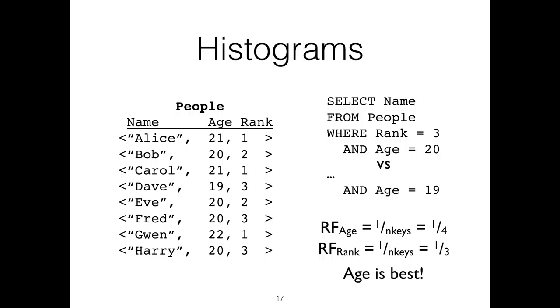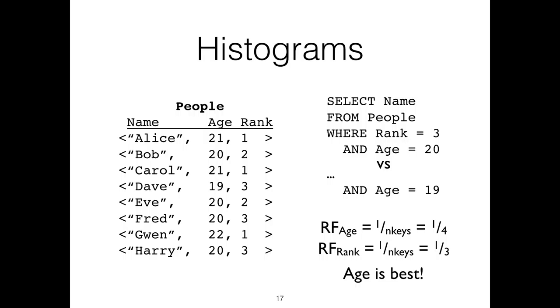I've got two different indexes here, and at least based on what I've figured out so far, it makes more sense for me to use the index on age or use the plan where I filter on age first. Is that the right thing to do? So what's my favorite answer to it? Okay, good. So it depends. And what does it depend on?